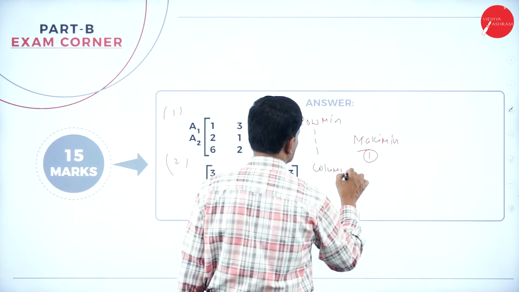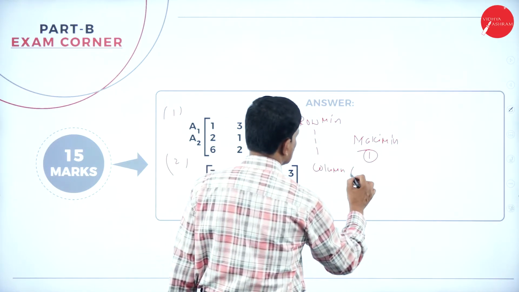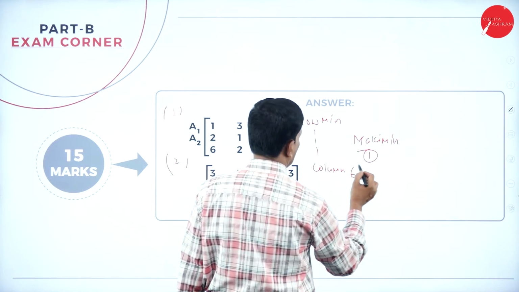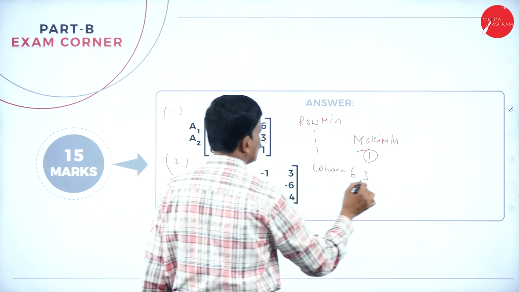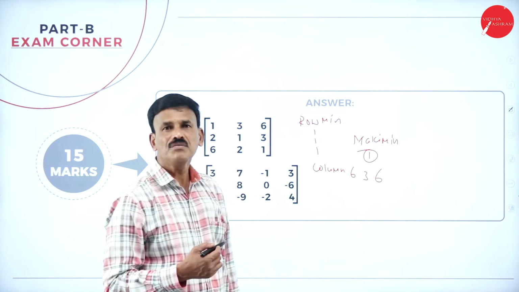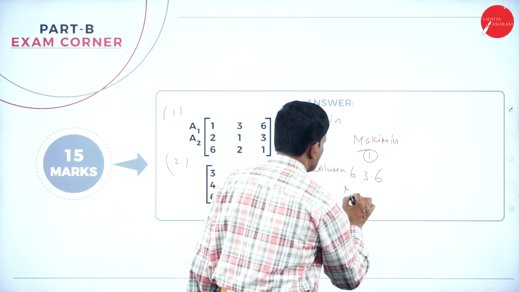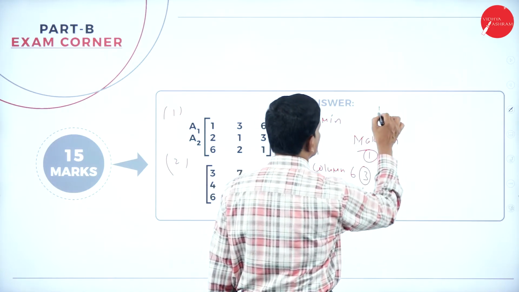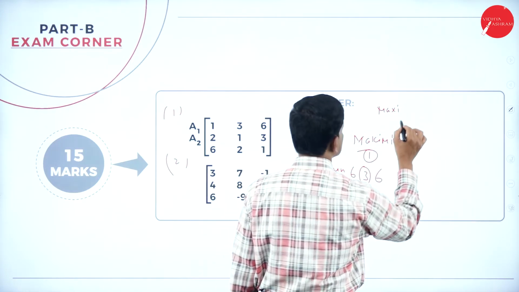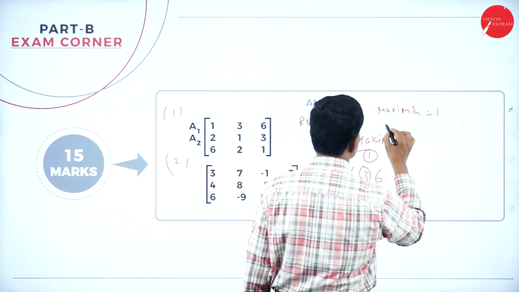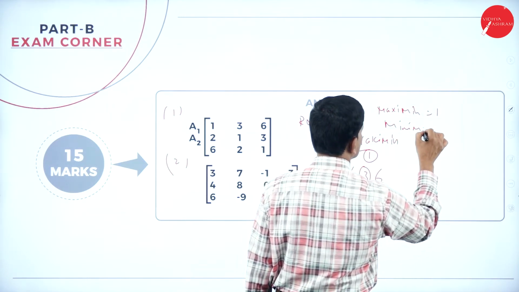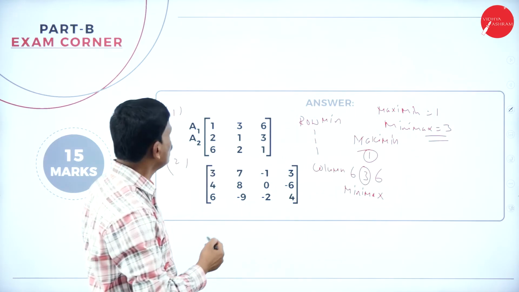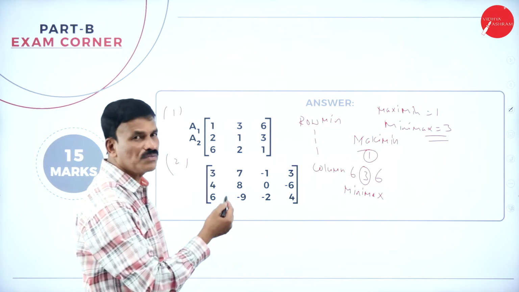Now similarly, find out the column maxima. In the first column the maximum value is 6, in the second column the maximum value is 3, and in the third column the maximum value is 6. So find out the minimum of these maximum values, the minimax. What is the minimum value? It is 3. So therefore maximin is equal to 1, minimax is equal to 3. That's all. So the maximin and minimax values are 1 and 3 for that problem.